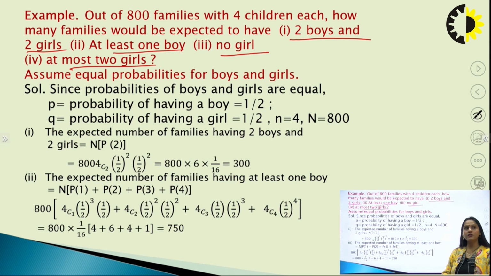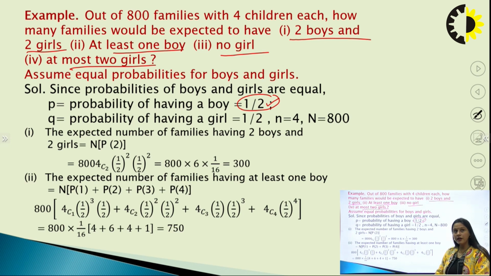Here in the question itself, they have given that assume equal probabilities for boys and girls. So since the probabilities of boys and girls are equal, the probability of having in a family, there can be only a boy or a girl. So total outcomes are 2, the favorable outcome is 1 and the total outcome is 2. So the probability becomes 1 by 2. And if P is 1 by 2, obviously Q will be 1 by 2.